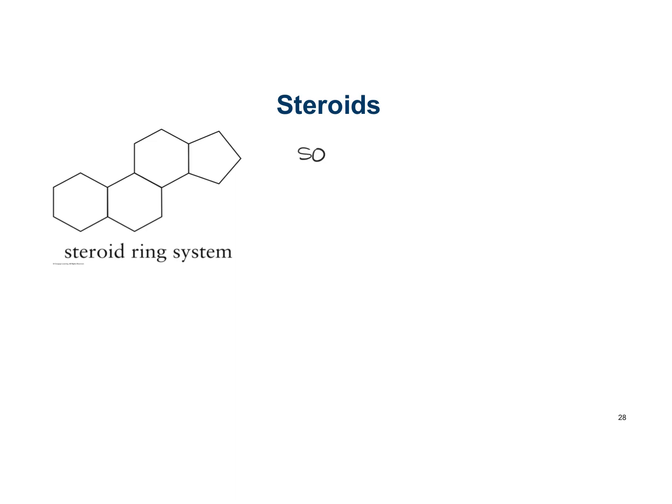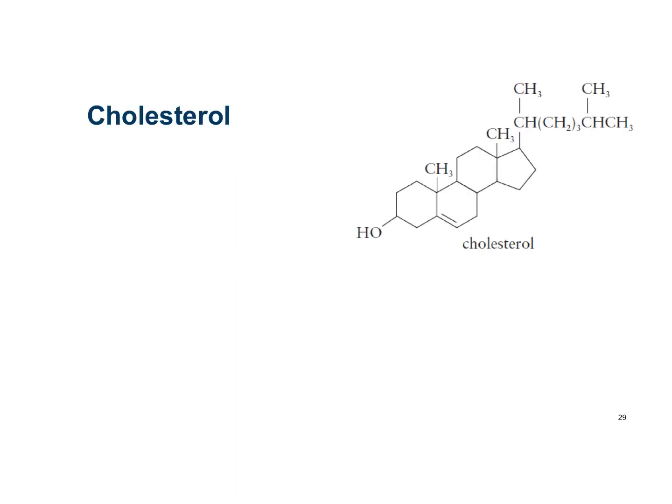These are soluble in nonpolar solvents, which is why they're classified as lipids. Really important ones that we're going to talk about are cholesterol and bile salts, and we're also going to talk about sex hormones. So let's talk about cholesterol. Cholesterol is the most abundant steroid in the human body.